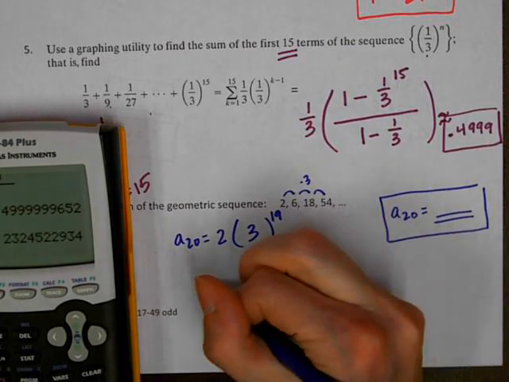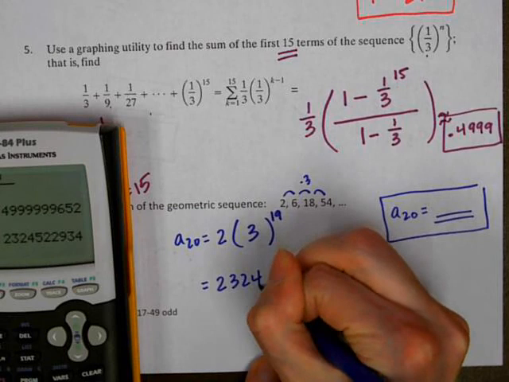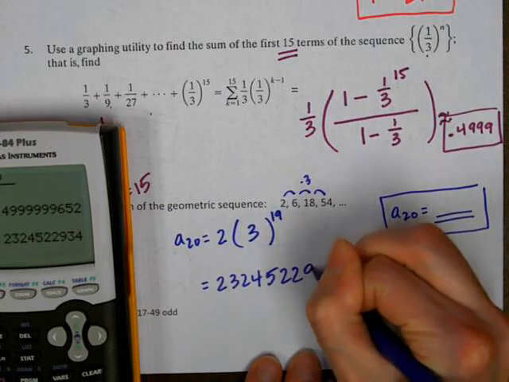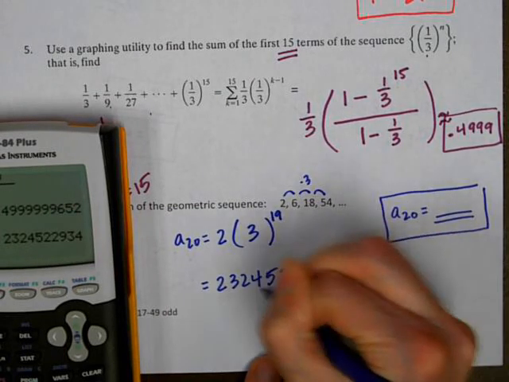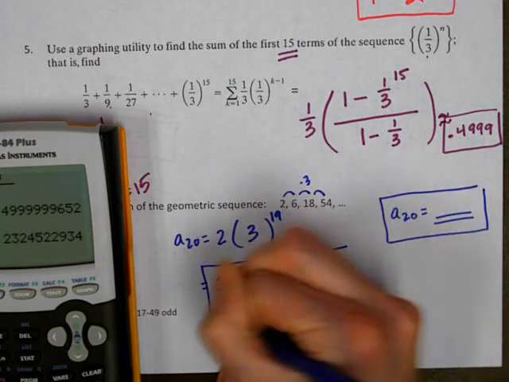So that is a really big number. 2, 3, 2, 4, 5, 2, 2, 9, 3, 4. Let's get some commas in there. That is your answer.